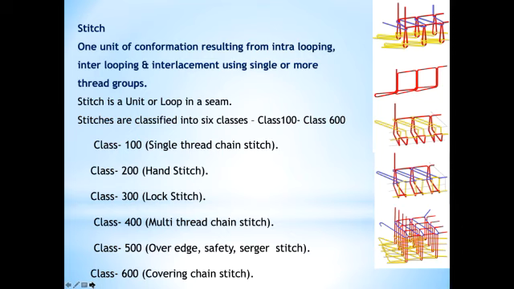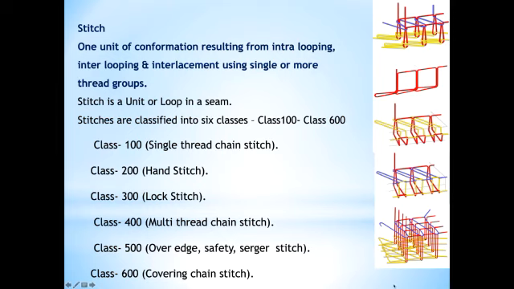What is a stitch? A stitch is basically one unit of conformation which is formed by intralooping, interlooping and interlacement, and it can use single or more than one thread groups. Or in simple terms we can say a stitch is a unit or a loop in a seam. A seam basically is the joint between two pieces of fabric. More than two pieces of fabric can also be joined using a seam, and a stitch is basically the building block or the smaller unit of this seam.